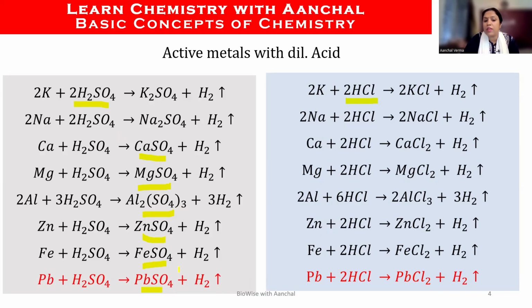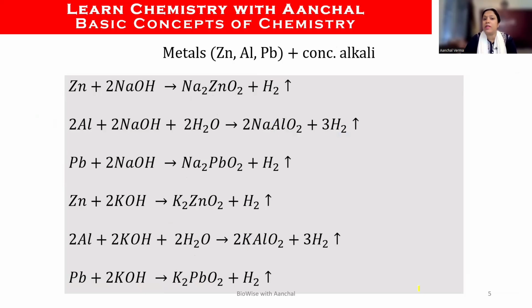Now, lead I have written in red. The reason is they form insoluble salts, which may form a kind of layer over the metal, and the production of hydrogen is reduced. Similarly, with hydrochloric acid, you can find sodium forms sodium chloride, calcium forms calcium chloride, magnesium forms magnesium chloride, aluminium chloride, zinc chloride, FeCl2 is ferrous chloride. And again, here an insoluble lead chloride. The reaction does not last very long. Then you have metals, ZAP.